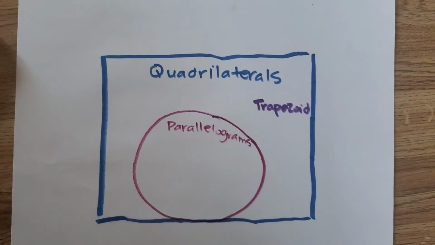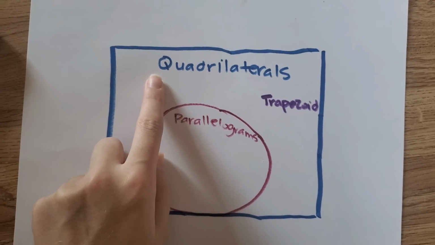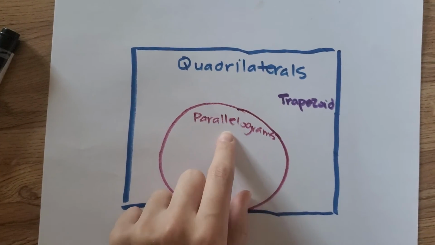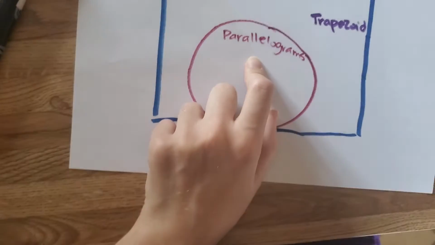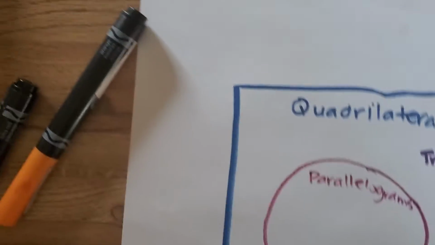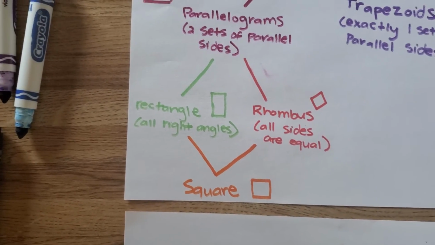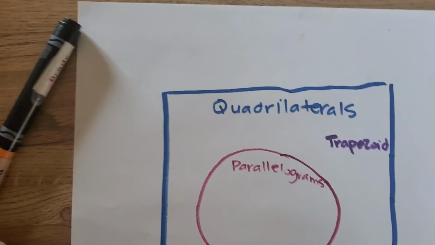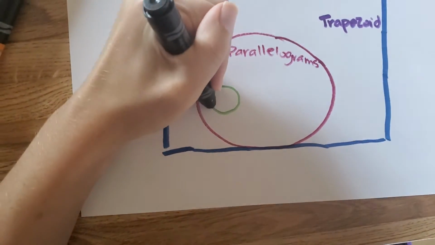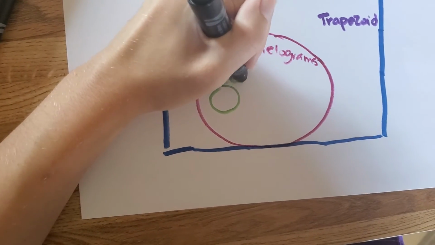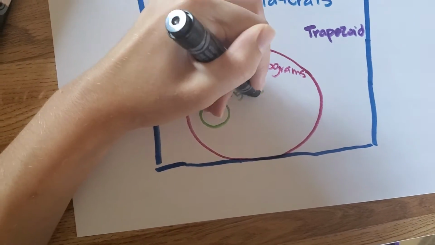So again, we're making the same thing here. We have all of our quadrilaterals, we have our trapezoids, one parallel side over here, and parallelograms with two sets of parallel sides in the center here. Now we know that within our parallelograms, we have our rectangles and our rhombuses. So I'm going to make two circles to represent them. Our rectangles are going to be this green circle over here. These are our rectangles, which are parallelograms with all right angles, of course.